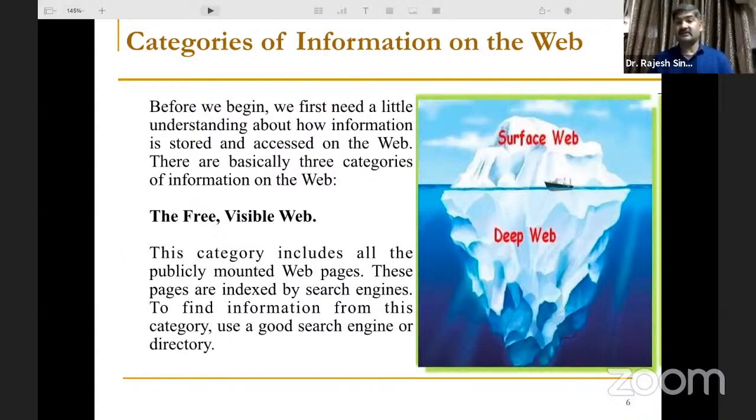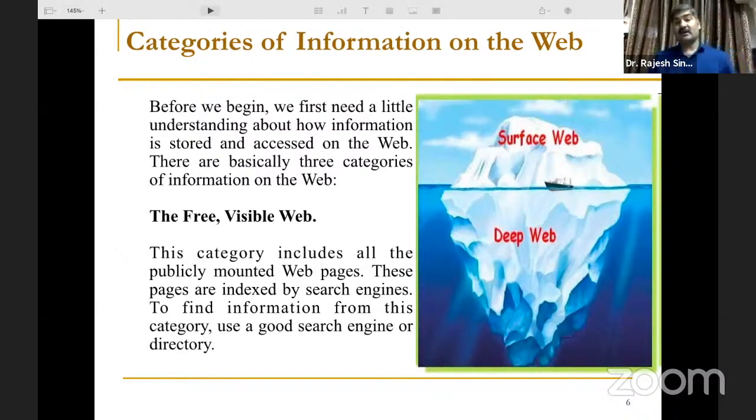The first category is free and visible web, or the information which is freely available and which is visible. Now, the question is, visible to whom? The information which is visible to the search engines, right? Let me tell you that the largest search engines like Google have visibility of only 20% of the information which is available on the web. The rest 80% of the information is called invisible web. Now, what is this visible and invisible web?